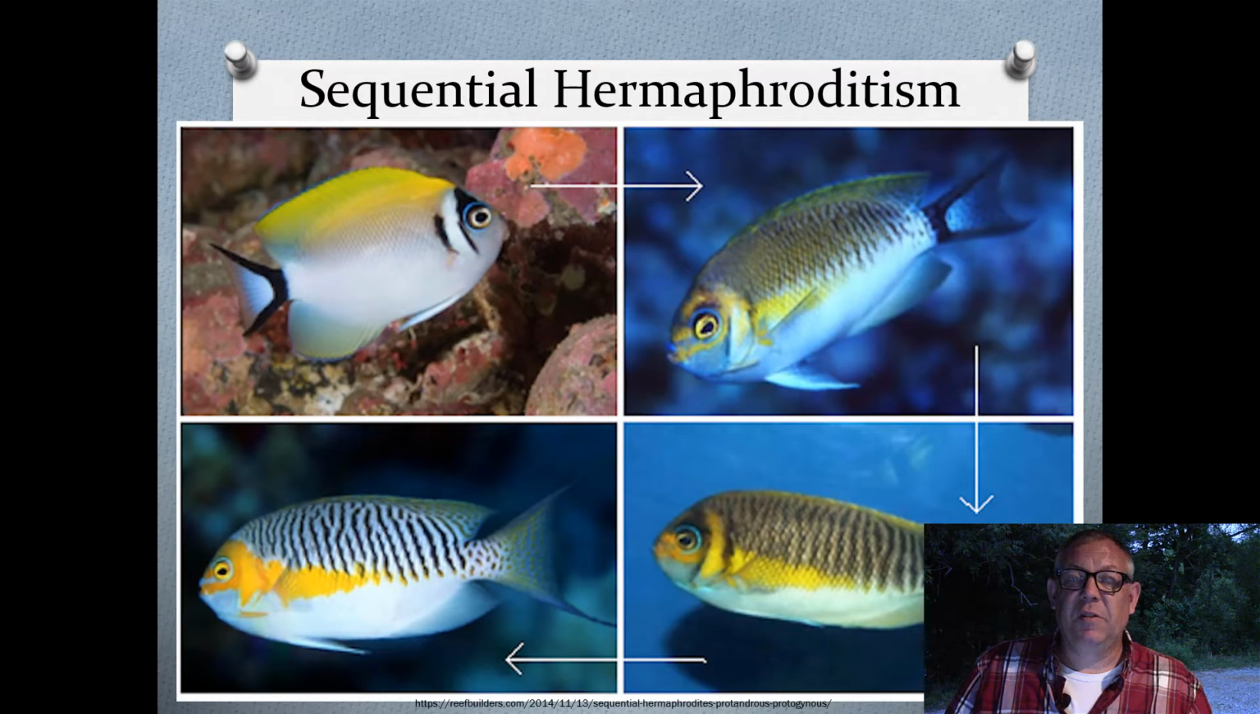This is a species of fish that is a sequential hermaphrodite. It starts out as female and then eventually can turn into a male. We'll talk about this in more detail. This is very common in fish species, especially marine fish species.